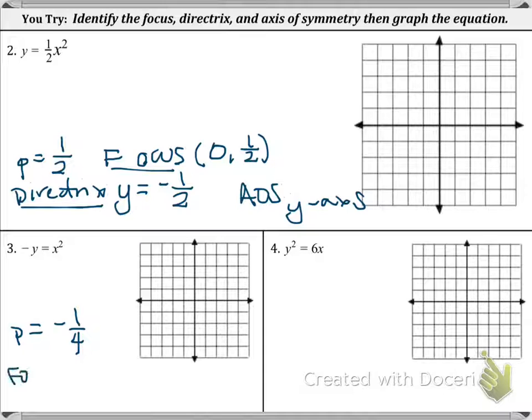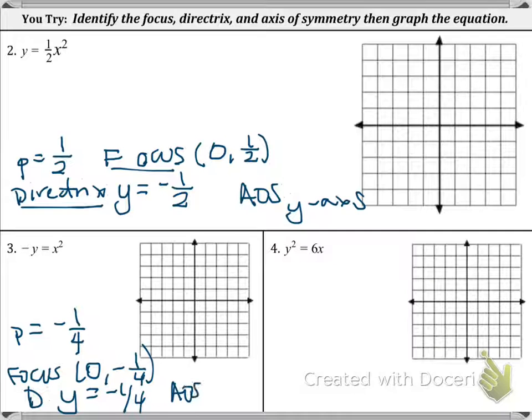And then for the next one, your p-value should have been -1/4. The focus then is (0, -1/4). Directrix, I'll just shorten it, is y equals -1/4. And then the AOS is the y-axis. Okay, y-axis.